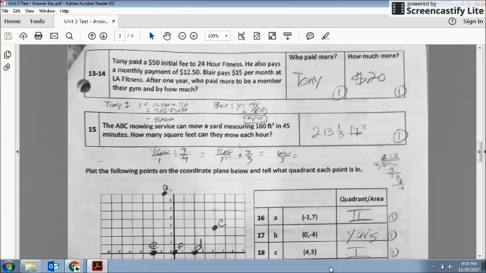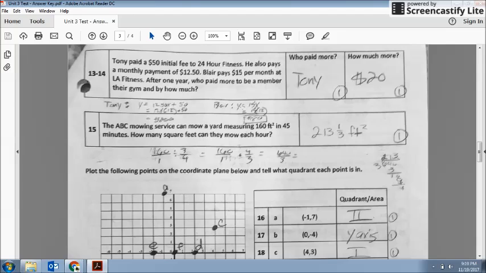So we have Tony here, and an equation could be y equals $12.50 times x, meaning x is per month, plus the $50 initial charge. So when I plug in $12.50 times 12, I will get 150, plus 50 equals $200. So that means in 1 year, Tony pays $200.